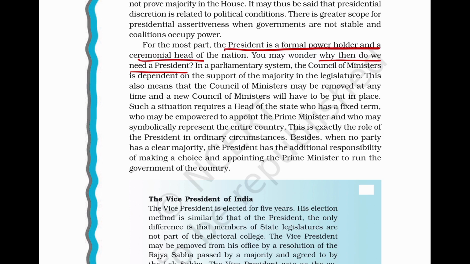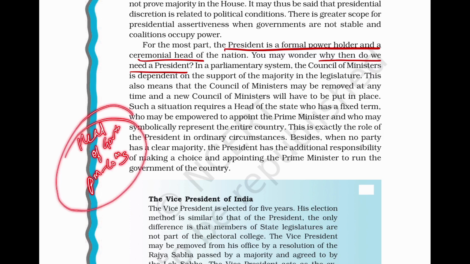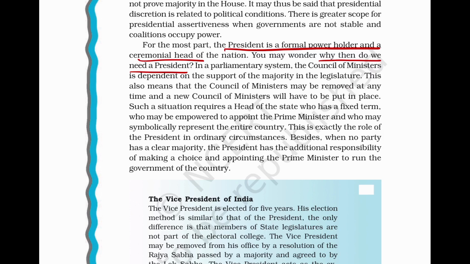If such a situation happens, who will be the head? Because the government will collapse. Not getting any majority means the government will collapse, which means the head of the government will also collapse. Prime Minister and Council of Ministers, nothing will exist. So you need to have certain backups. At least a head of the state will be there, who will be empowered to appoint the Prime Minister, and further steps can be taken. Therefore, the President has a role to play here.